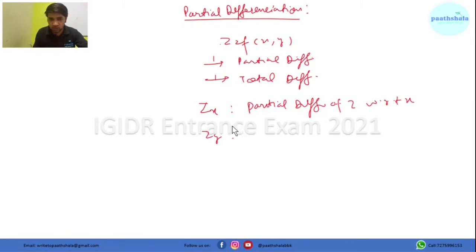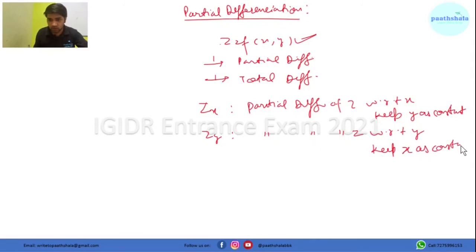y constant. Then we have zy, that is partial differentiation of z with respect to y, keeping x as constant. So that is the first thing. The second thing is total differentiation.